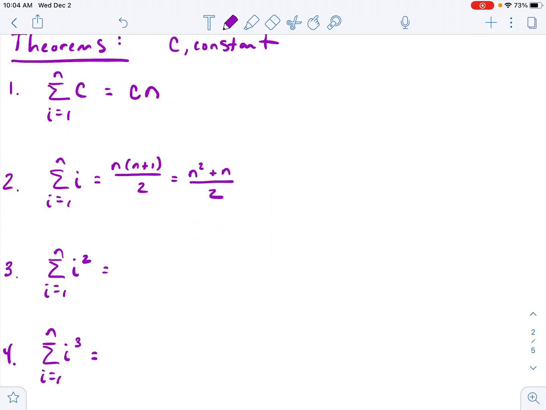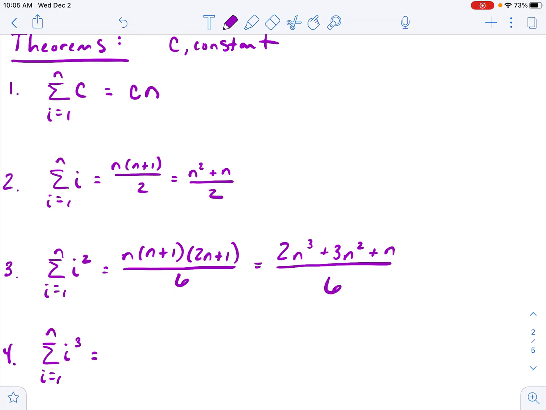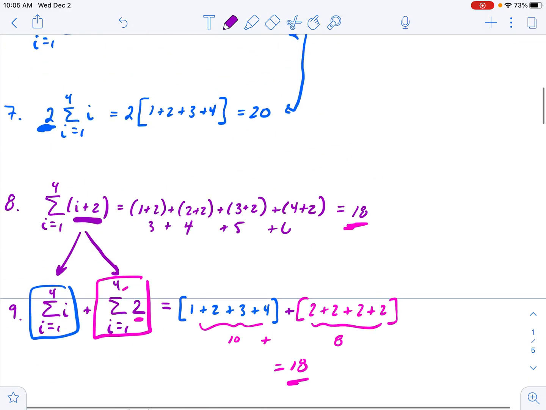For the i squared one, the summation as i goes from 1 to n of i squared can be shown to be equal to n times the quantity n plus 1 times the quantity 2n plus 1, all divided by 6. If you wanted to clean the numerator up, 2n cubed plus 3n squared plus n, all divided by 6.